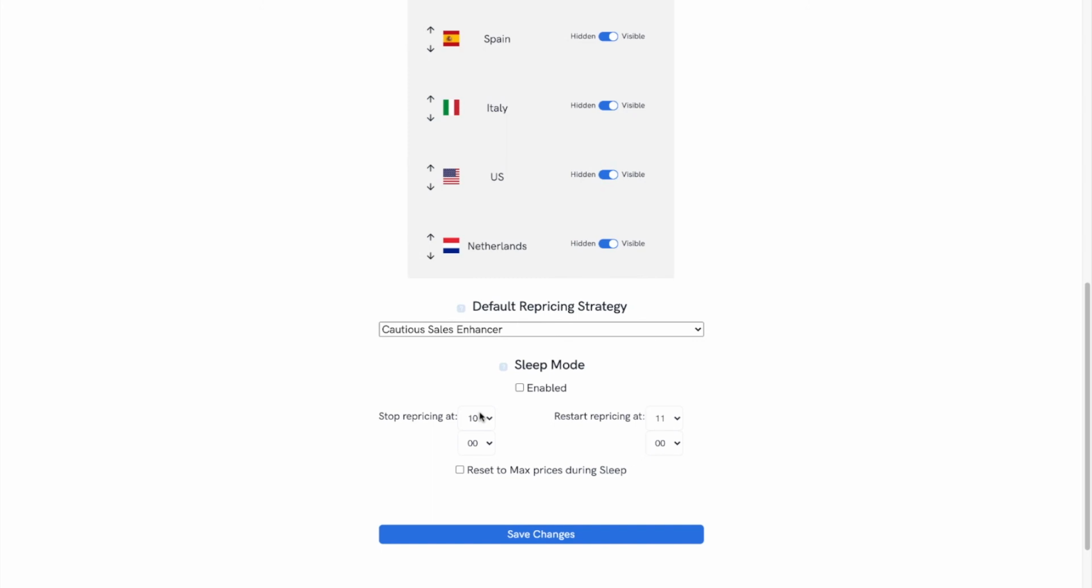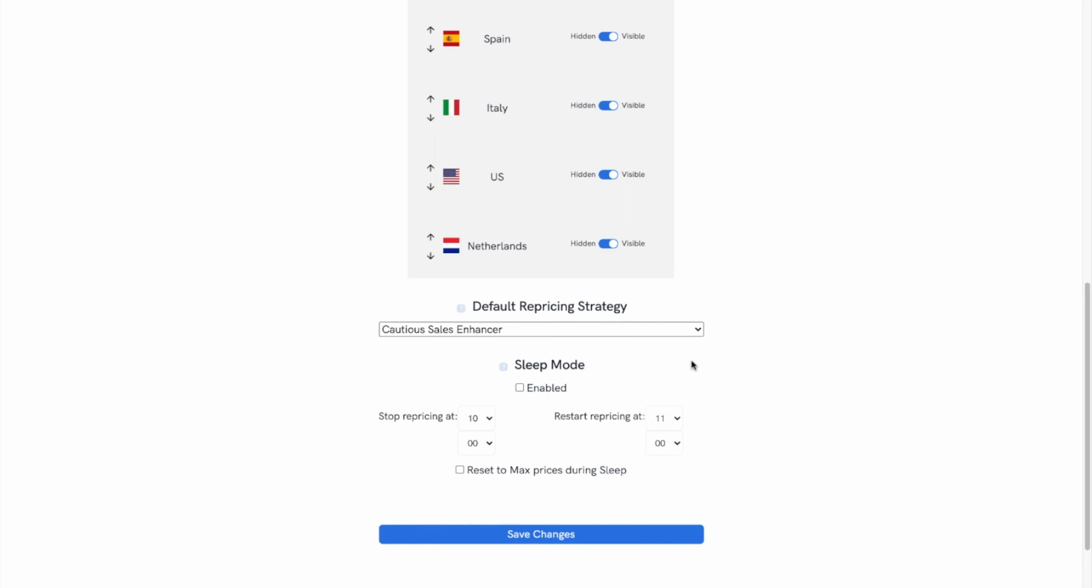Now, Profit Protector Pro has a sleep mode built in, which is really, really helpful. And what that means is that you can tell Profit Protector Pro that at night, when there are few sales going on and not many people online, you can tell it to move all your prices to maximum so that the next day you're starting at your maximum price, once again to boost your profits.